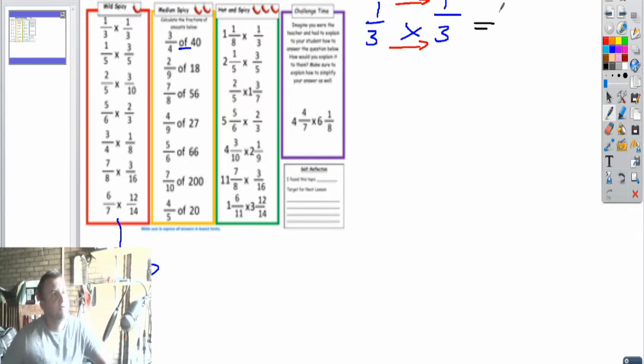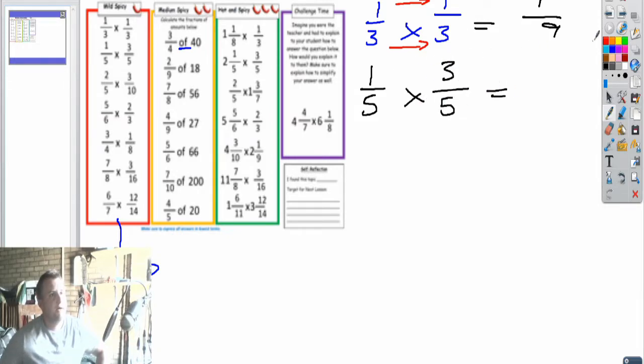Okay, so 1 times 1 equals 1, and 3 times 3 equals 9. You can't simplify that anymore. 1/3 multiplied by 1/3 equals 1 over 9. We'll go again. 1/5 multiplied by 3/5.